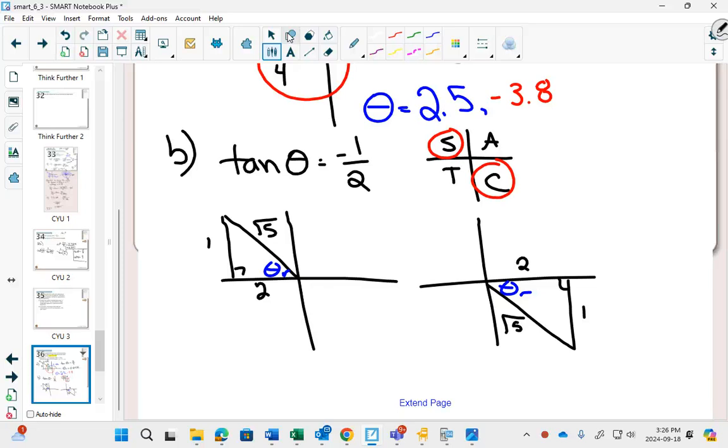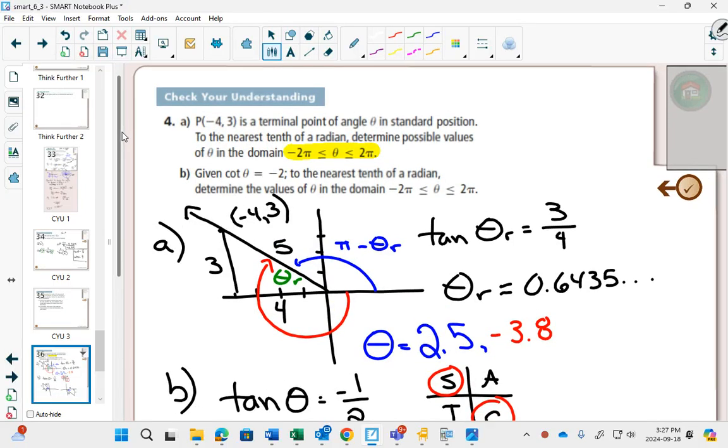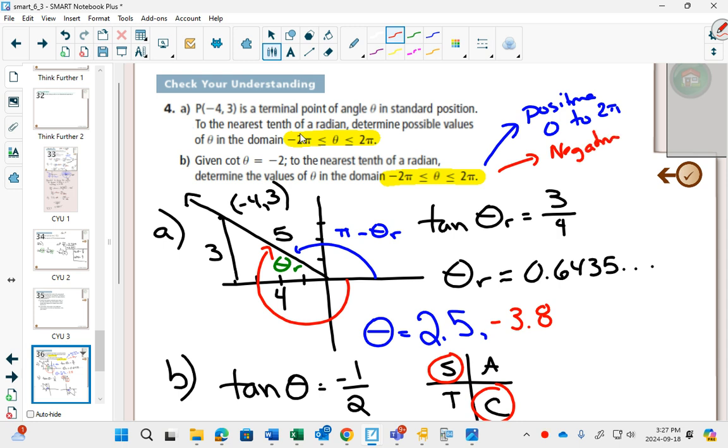And from that, we can now find our reference angle, because the question is asking, to the nearest tenth of a radian, to solve for theta. Again, it's in radians because it tells us from -2 pi to 2 pi. So that means positive angles from 0 to 2 pi and negative angles from 0 to -2 pi. So I always think about solving for my positive angles and negative angles separately.